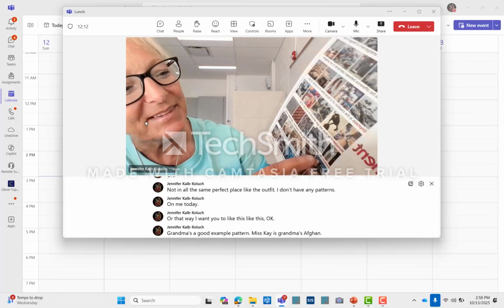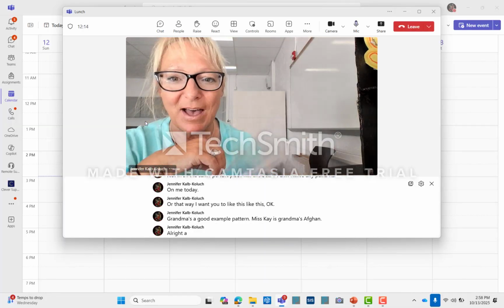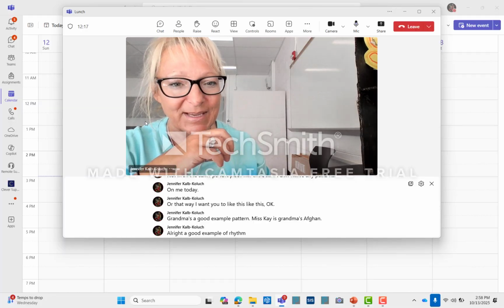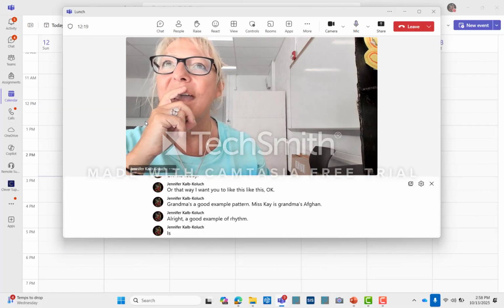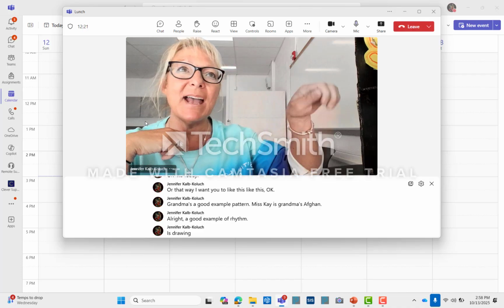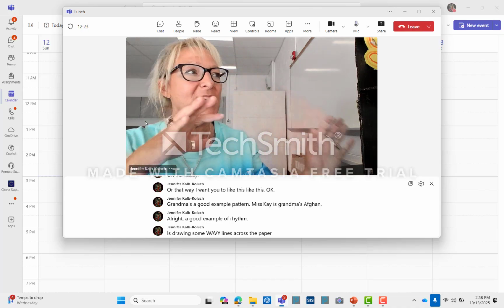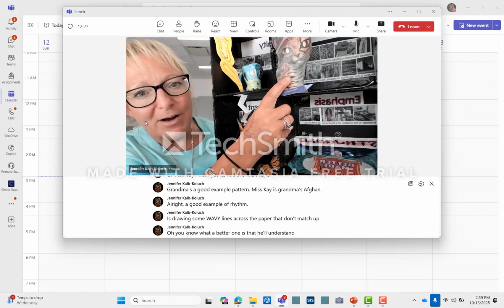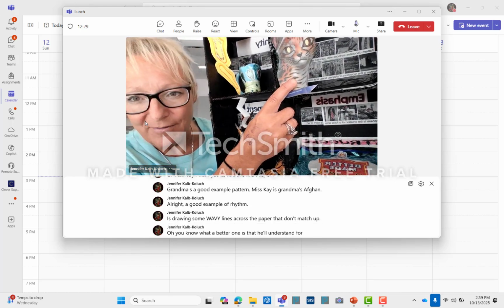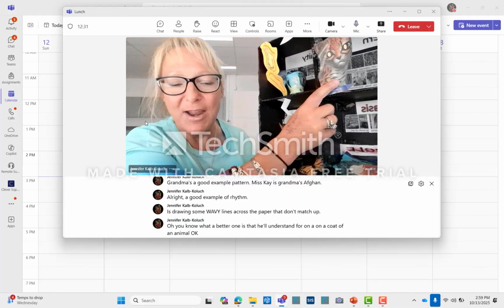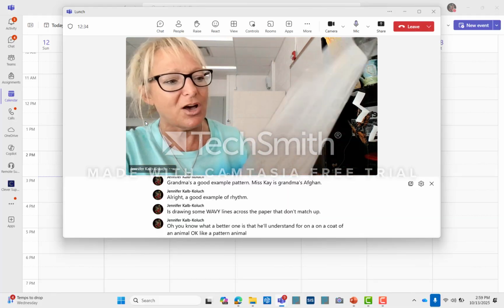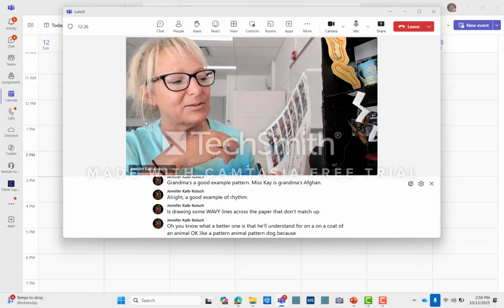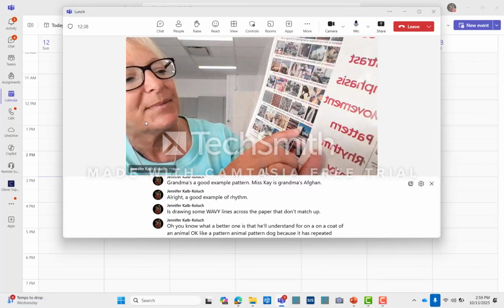All right. A good example of rhythm is drawing some wavy lines across the paper that don't match up. Oh, you know what a better one is that he'll understand. Fur on a coat of an animal, okay? Like a patterned animal, patterned dog, because it has repeated colors, okay?